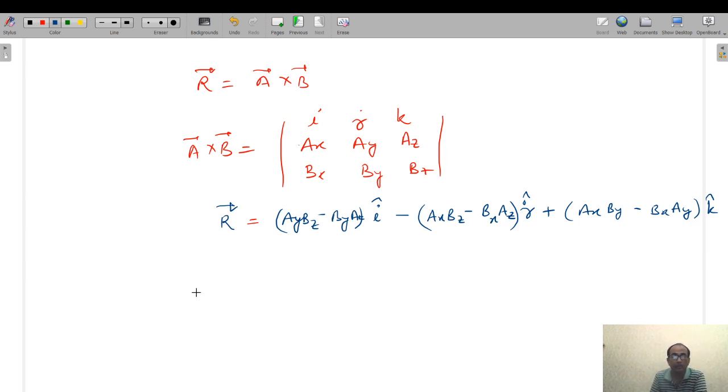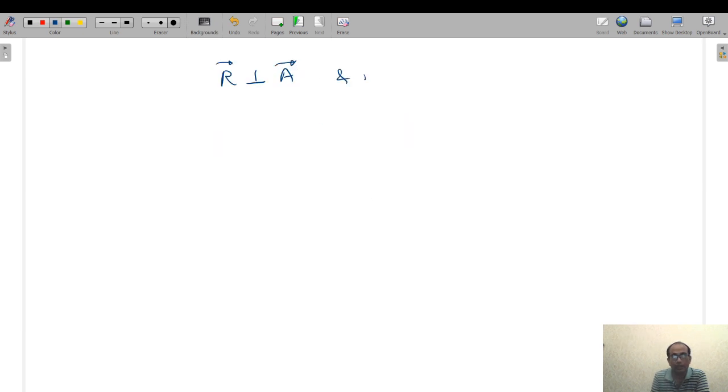Okay, note that this R vector is perpendicular to A vector and R vector is perpendicular to B vector. So R dot A is always 0 and R dot B is also always 0. Okay. So these two conditions you sometimes have to apply in problems, so you should know them, right?